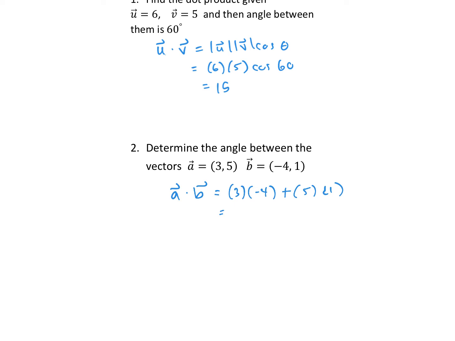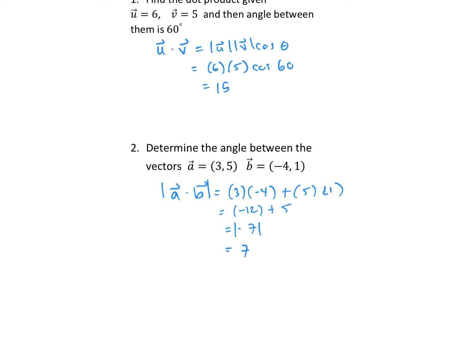3 times negative 4 is negative 12, plus 5 times 1 is 5, which gives negative 7. And if we were looking at scalar, we would make sure that was the absolute value, which is 7, because we want the length. So probably actually should have put that in there. Okay, but question 2 asks for the angle between them. So it's given in component form, and it wants the angle.